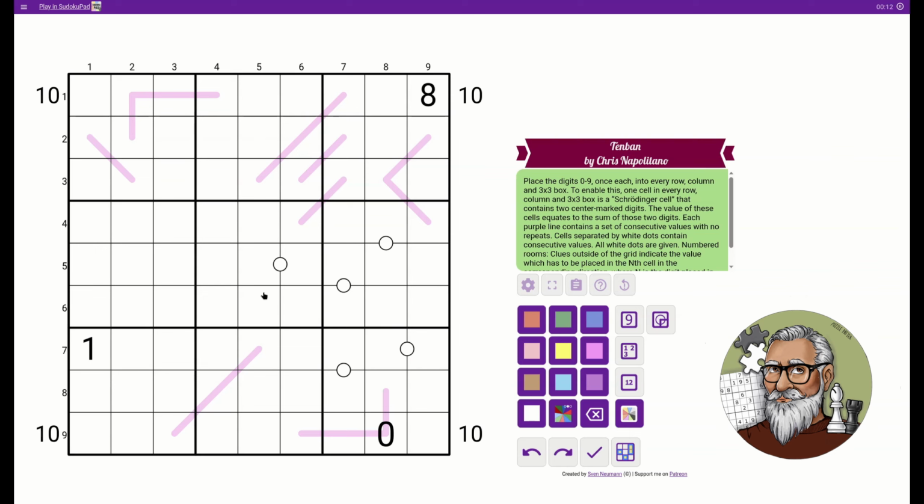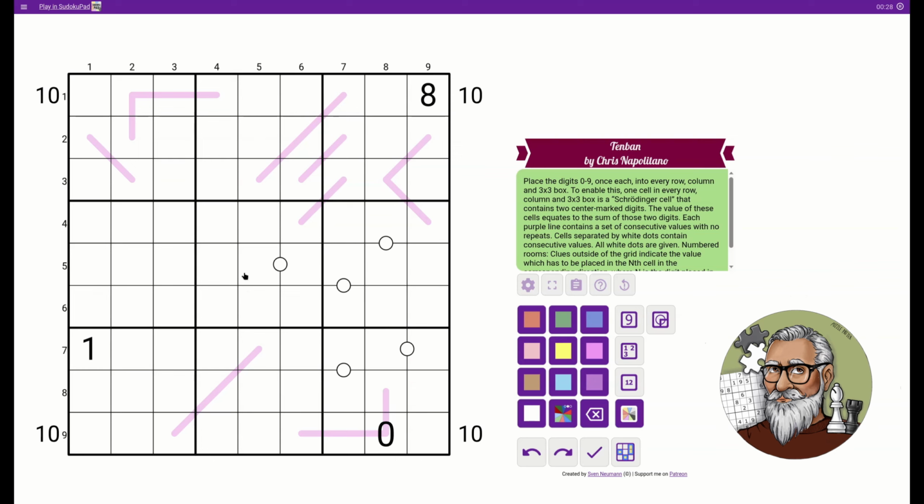Today I'm going to be trying my hand at Tenban by chrisjnap. If you'd like to give it a go, there will be a link in the description below. If you do, please let me know how you fared and what you thought of it. Right, let's read the rules.